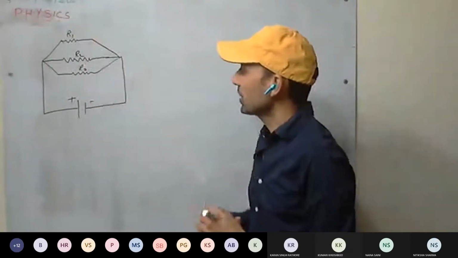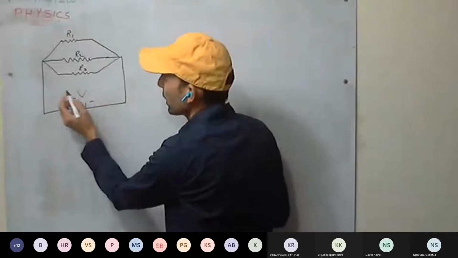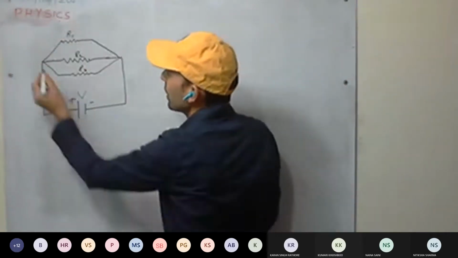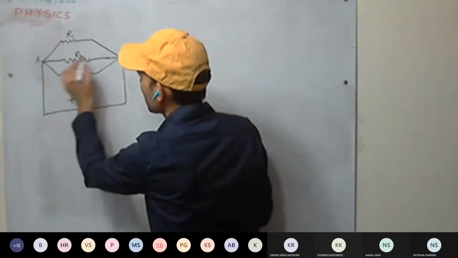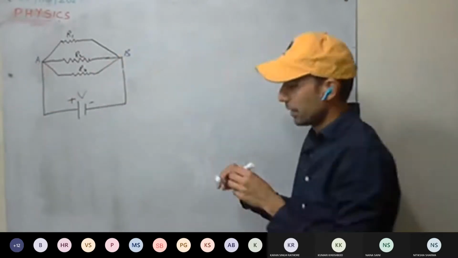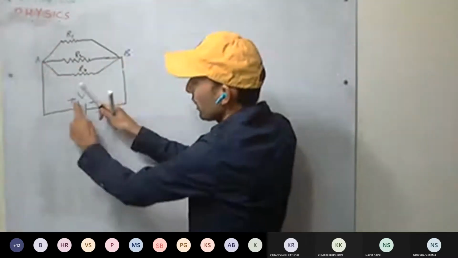So now see what is happening. Here it is V. And this is terminal A and here B. So what is the potential difference between A and B? It is same as V.